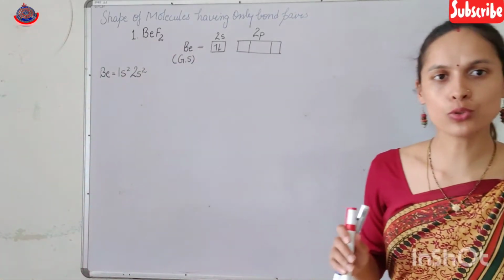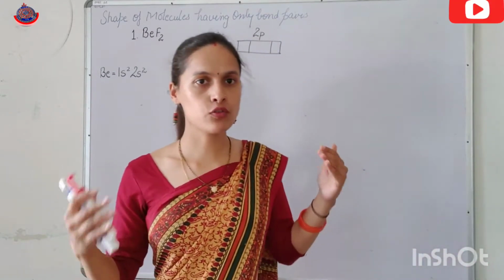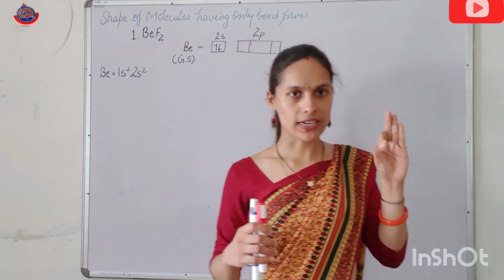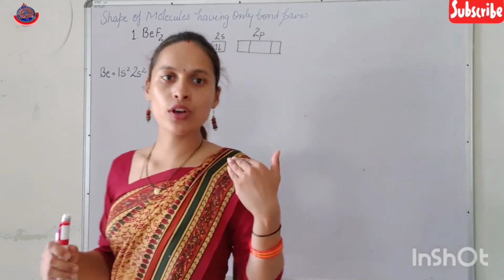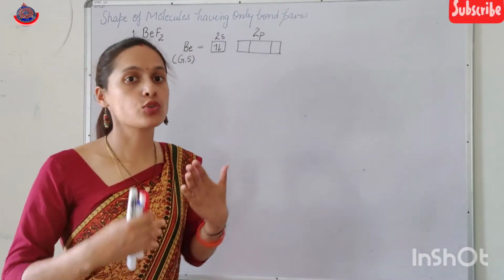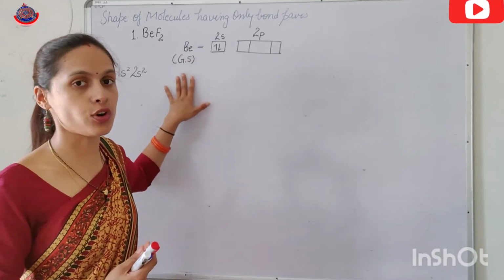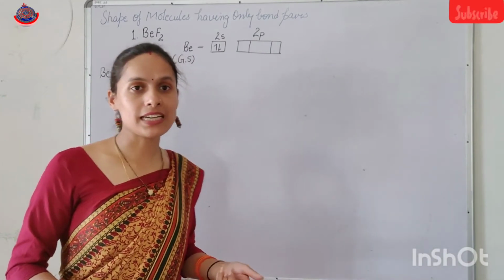When fluorine approaches beryllium, what happens? The force of attraction increases. Due to the increase in the force of attraction, energy is released, and that amount of energy is utilized to excite an electron of beryllium from s to p. Now, what is the need of the excitation?